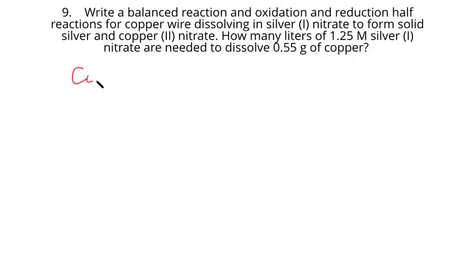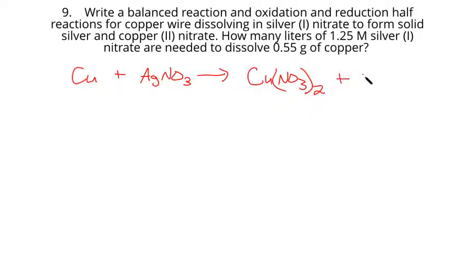We start with metallic copper and we are dissolving it in silver 1 nitrate. So silver 1 has a +1 charge, nitrate has a -1 charge, so we just need 1 silver and 1 nitrate. The results will be copper nitrate, and since it's copper 2 nitrate, we need to have 2 nitrates to balance out each of the copper 2 plus ions. And then we will also make metallic silver.